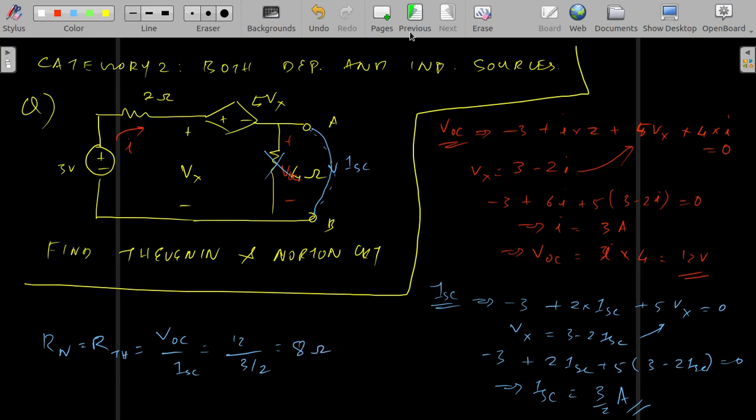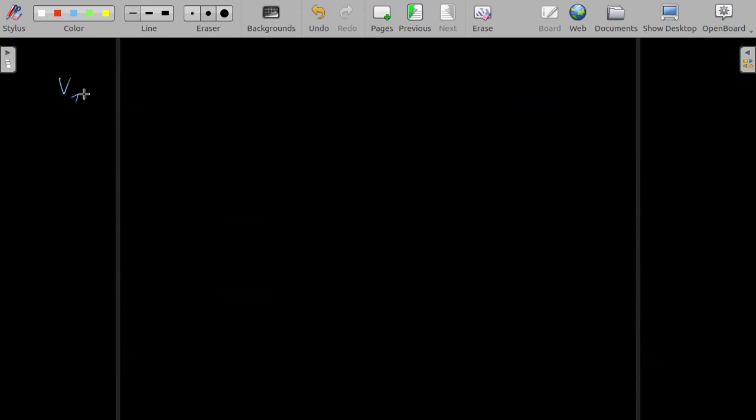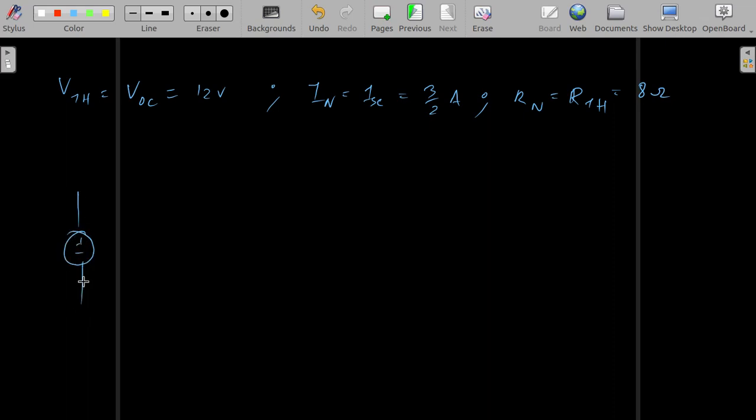Okay. So we have Vth equal to VOC, which is 12 volt. We have IN equal to ISC equal to 3 by 2 ampere, and we have RN and RTH equal to 8 ohm. So, writing both the Thevenin and Norton equivalent circuits.